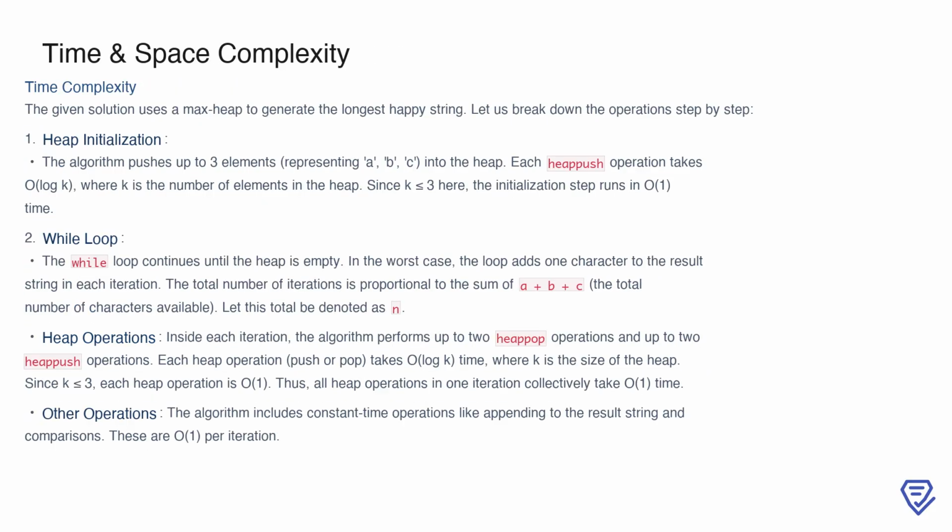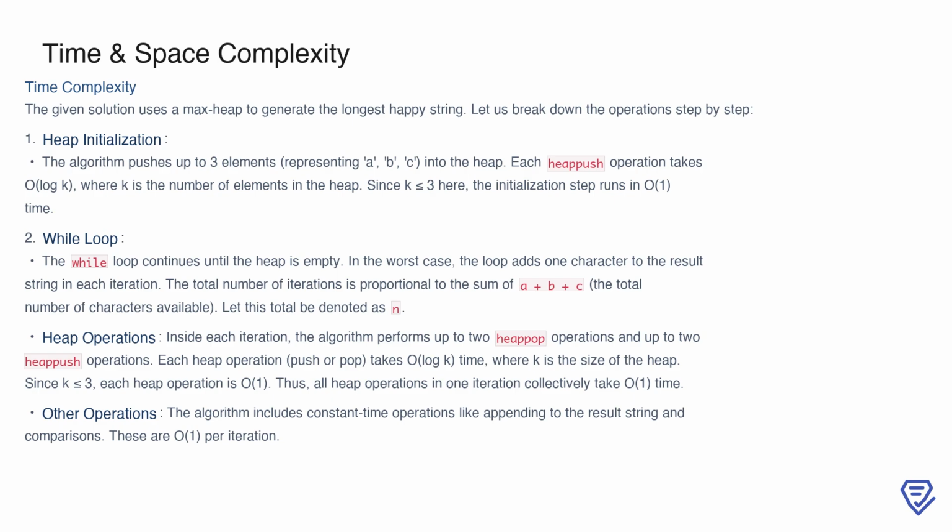Here, we begin analyzing the time complexity of the solution. The algorithm starts by initializing a max heap, which can hold up to 3 elements corresponding to the characters a, b, and c. Each insertion into the heap, or heap push, has a time complexity of O(log k), where k is the number of elements in the heap. In this case, since k is at most 3, the heap initialization step runs in constant time, or O(1).